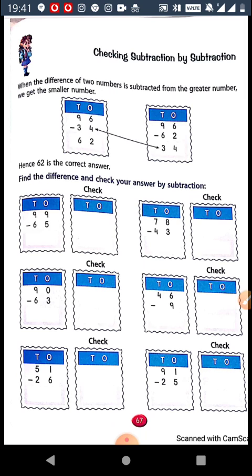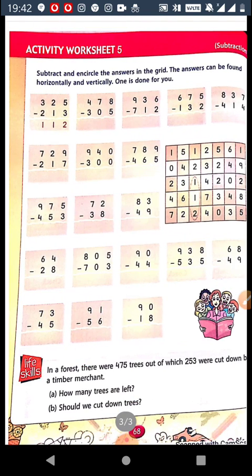So there are two ways of checking a subtraction. One is checking subtraction by addition and another is checking subtraction by subtraction. Now next is activity worksheet 5, which is based on subtraction.